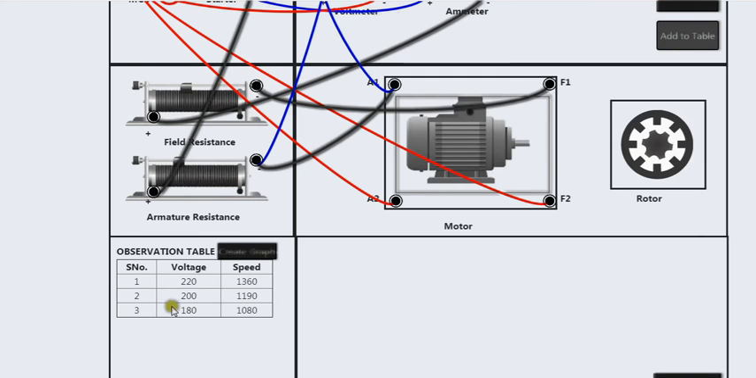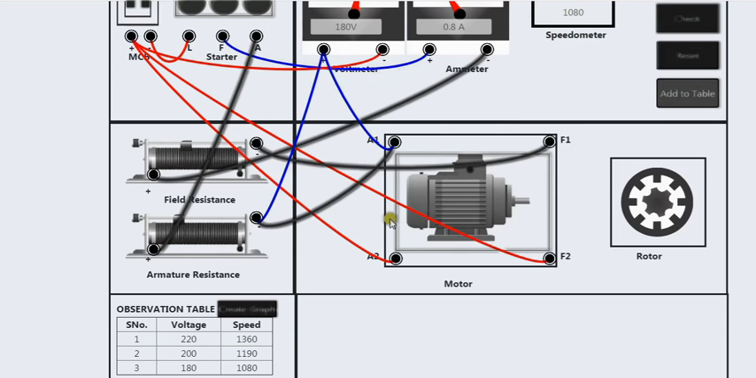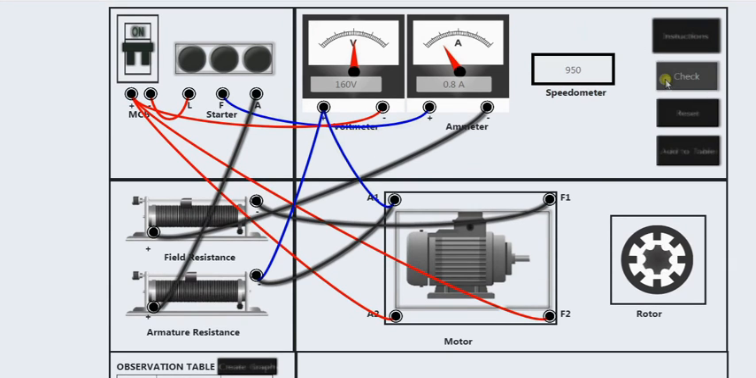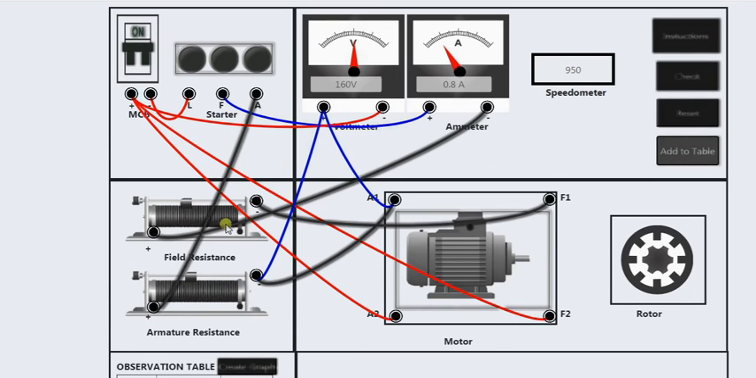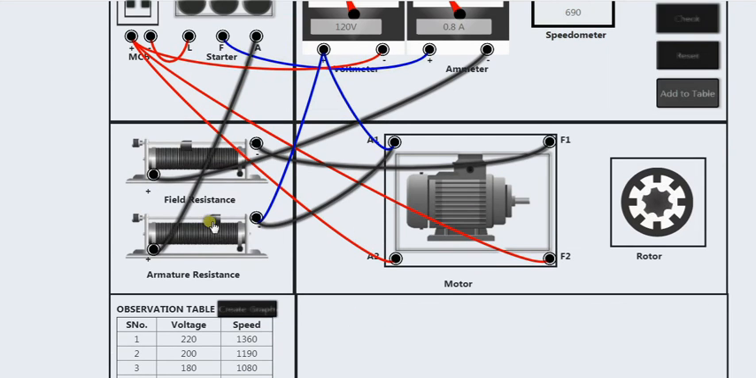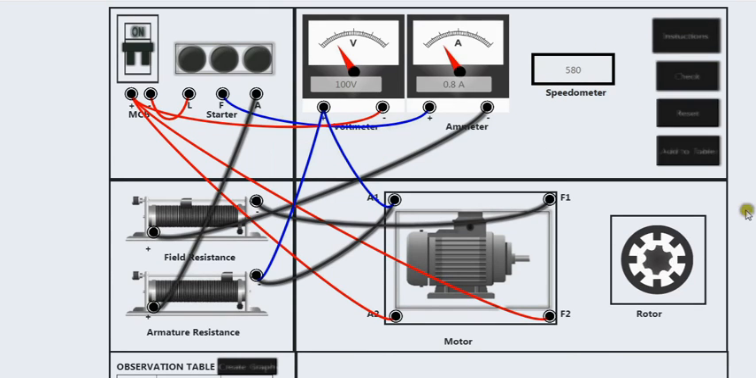Then add to table. Again increase the armature resistance, and see the readings change. Add to table. Then again increase the armature resistance, and the speed becomes 580. Add to table. And at last the maximum resistance. Add to table. So we have got all the rows of the observation table.